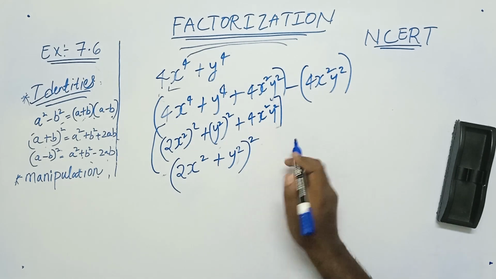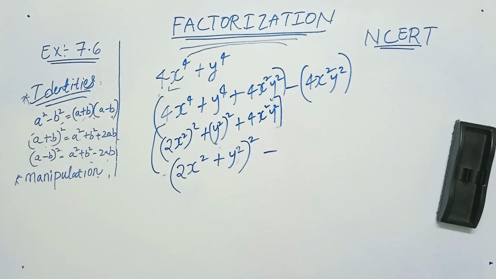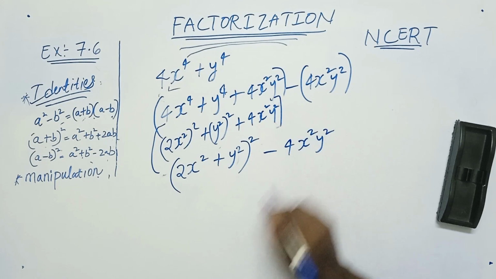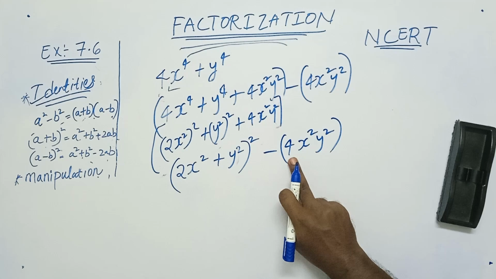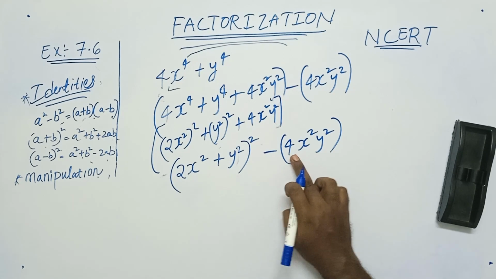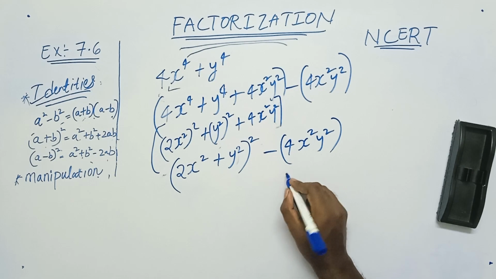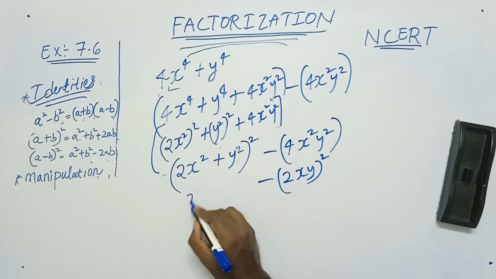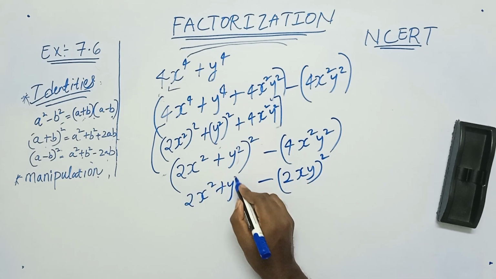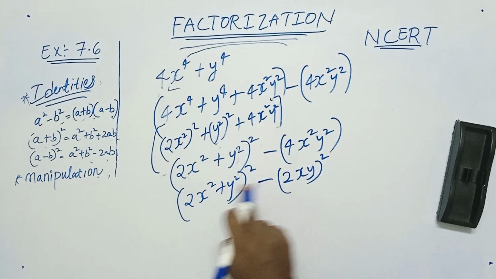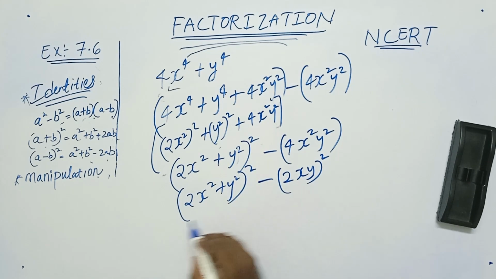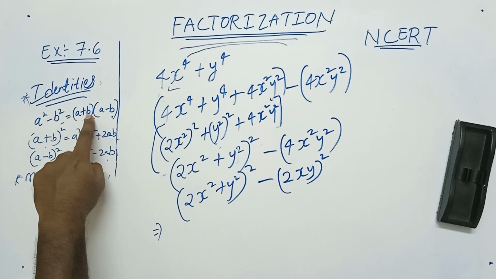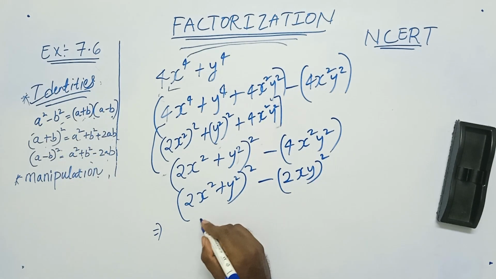You got this expression. Now here we are keeping a minus, and here you have 4x square y square, right? What we are going to do here is rewrite this expression in exponential form as 2x square plus y square to the whole square minus 2xy whole square. This expression looks like a square minus b square. Now we are trying to find the equal identity, which is a plus b into a minus b, right? What is the a value?